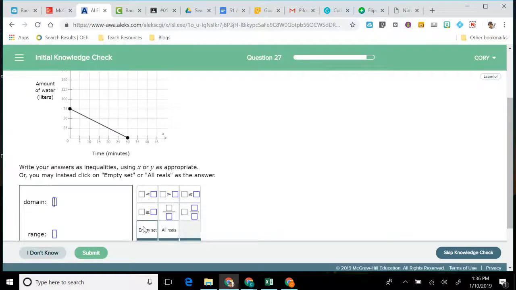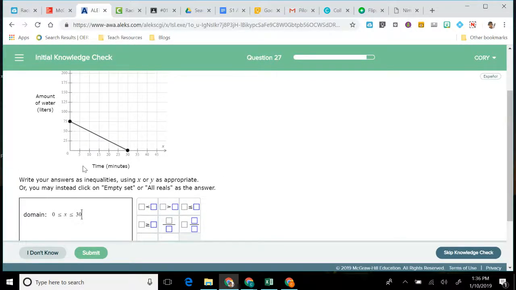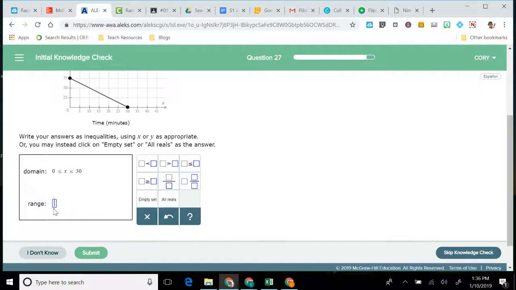So domain. x is going to be in between 0 and 30. We'll start with 0 because that's the lowest value. It's going to touch it, so we'll use this one. x, we trap it, 30. Chinese finger trap. x will never be less than 0. It'll touch 0. It'll never be greater than 30. It'll touch 30. The y will go from 0 to 75. So I'll start at 0. It'll also touch, so I'll use y equal to 75.